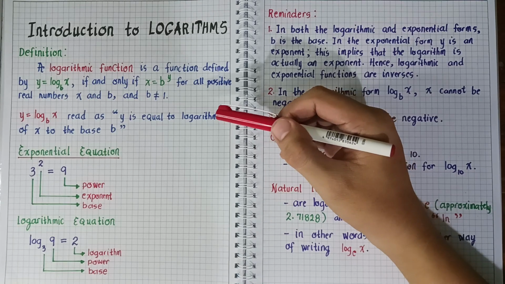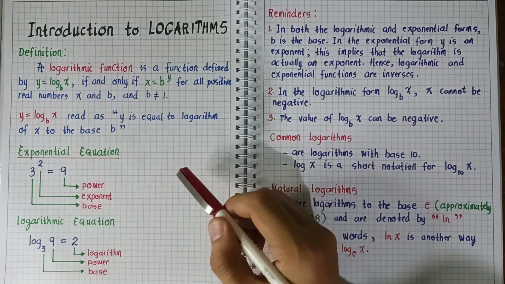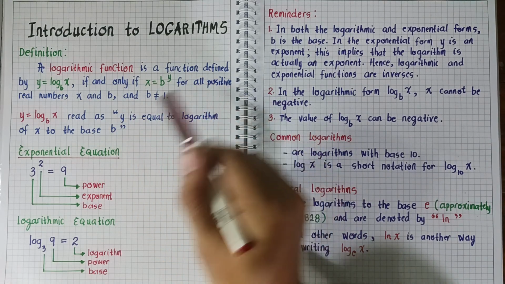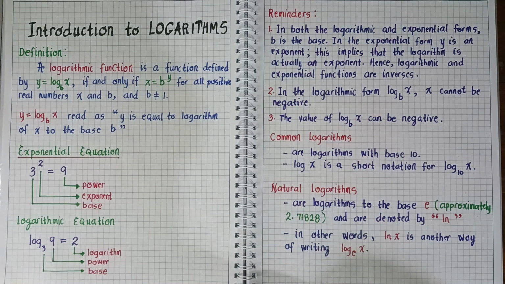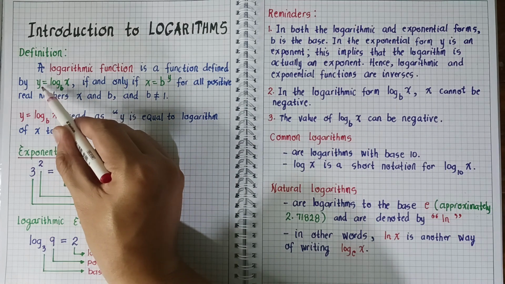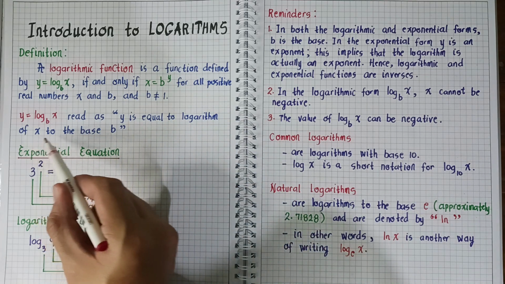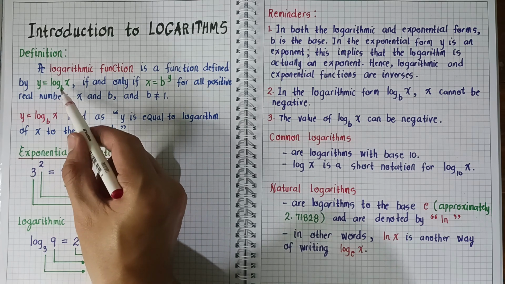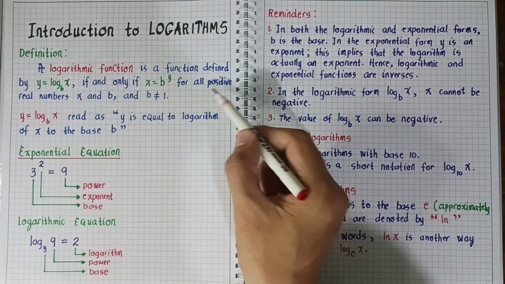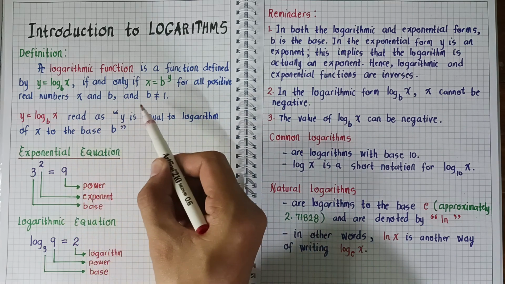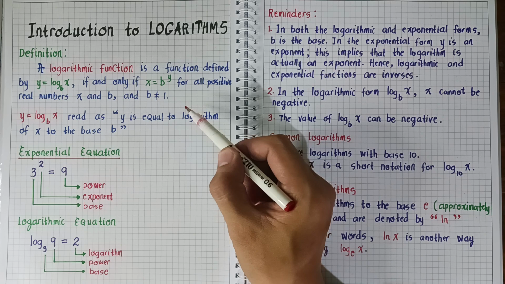For today's video, I will give you an overview about logarithms. Okay, so let's define what a logarithmic function is. A logarithmic function is a function defined by y equals logarithm of x to the base b. By the way class, we read this notation as y is equal to logarithm of x to the base b, if and only if x is equal to b raised to y, for all positive real numbers x, and b should not be equal to 1. So, we have here restrictions: b is greater than 0 and b should not be equal to 1.